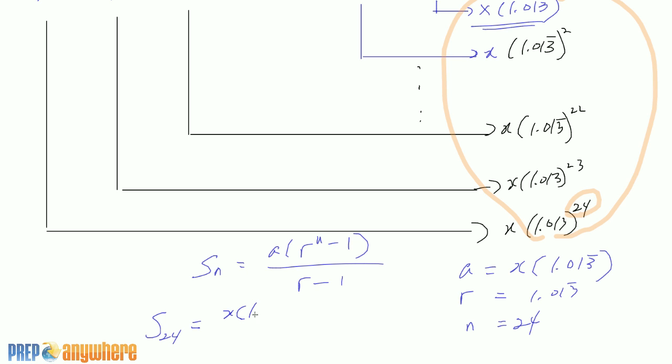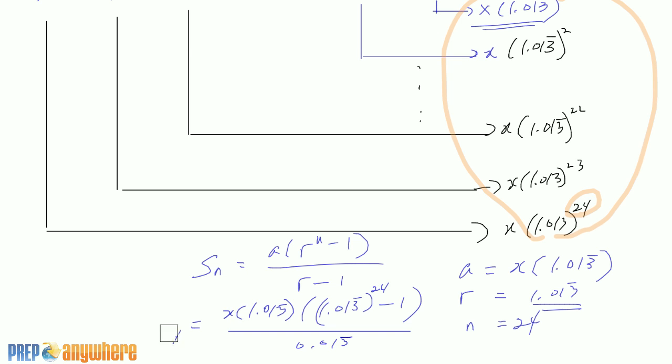X times 1.013 repeating, to the power of 24 minus 1, all over 1.013 repeating minus 1, which gives you just 0.013 repeating. Now this has to equal $2,000. That's how much you're trying to save up.